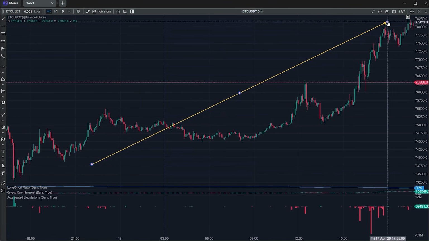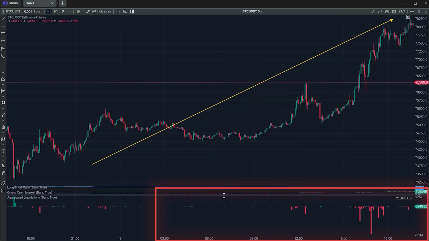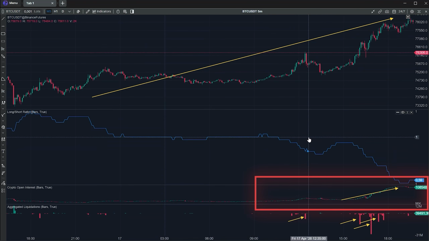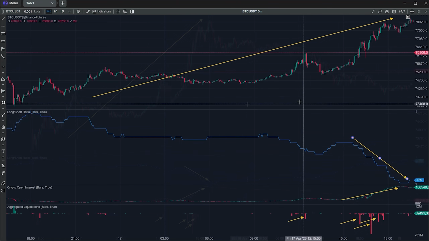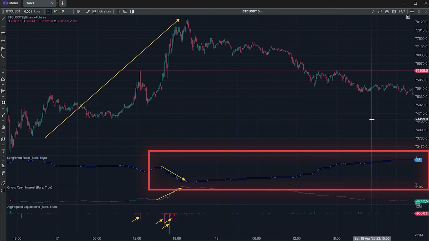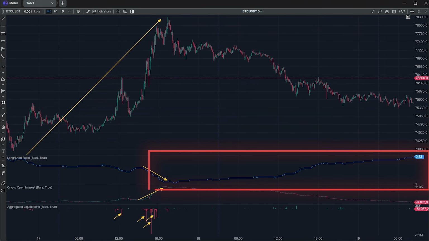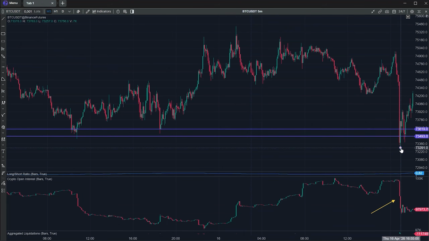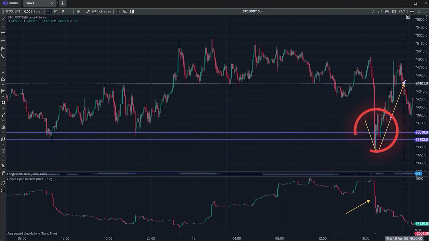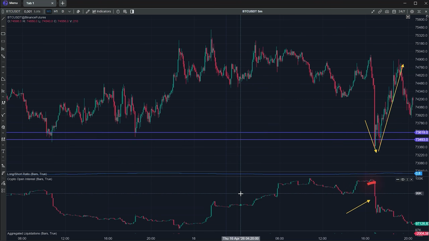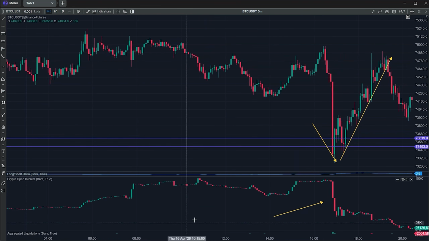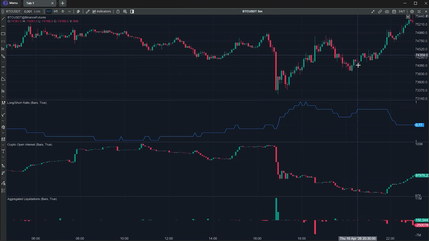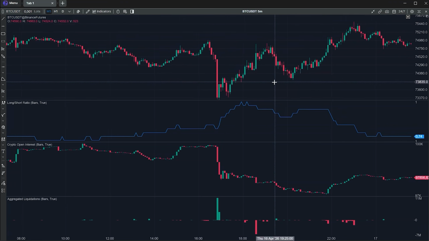Culmination and reversal. A series of large liquidations in one direction, plus a sharp spike in OI, plus a reversal in the long-short ratio. The clearest signal of a trend reversal. False breakout. The price breaks a level, but OI isn't rising. No new money behind the breakout. Expect a pullback. Before entering a trade, ask yourself 4 questions.